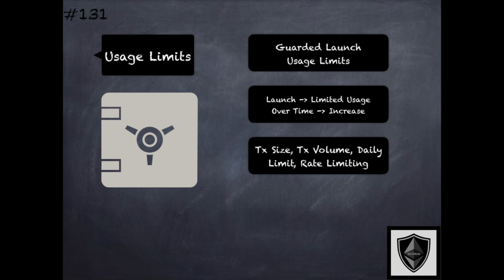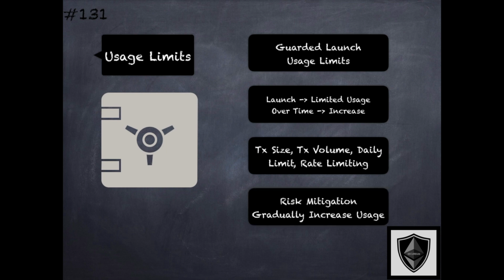So with these two guarded launch approaches of user limits and usage limits, it's easy to imagine how risk is mitigated, because if something were to go wrong, then only that limited set of users or limited set of transactions or the limited set of value of the tokens or any other asset held by that application is impacted.